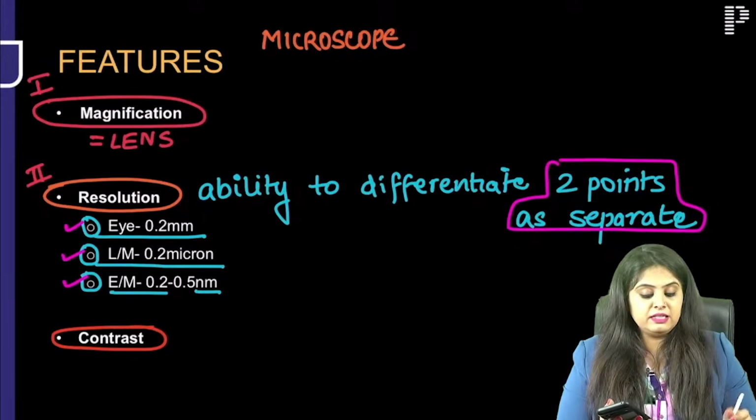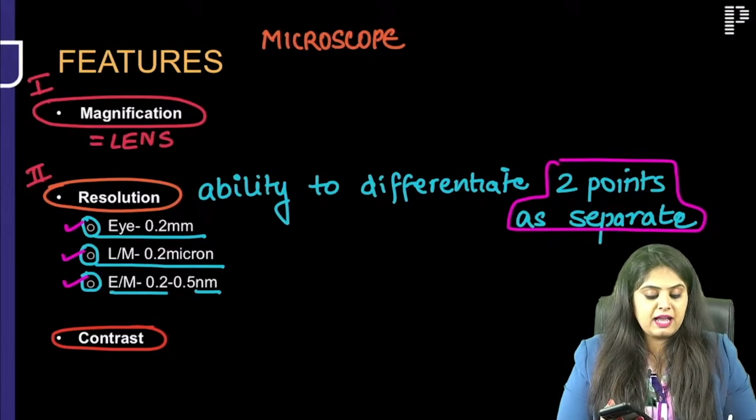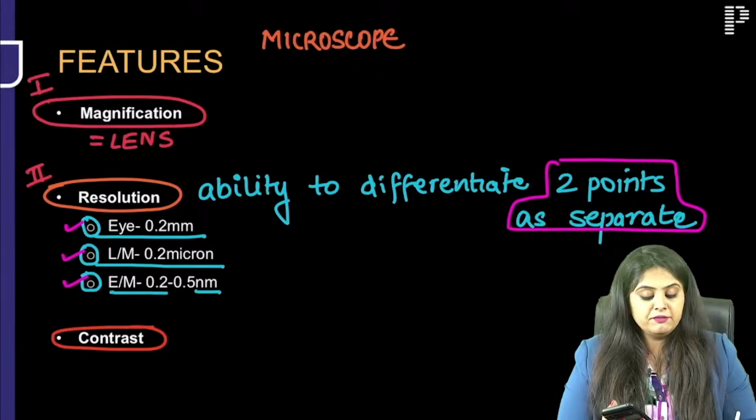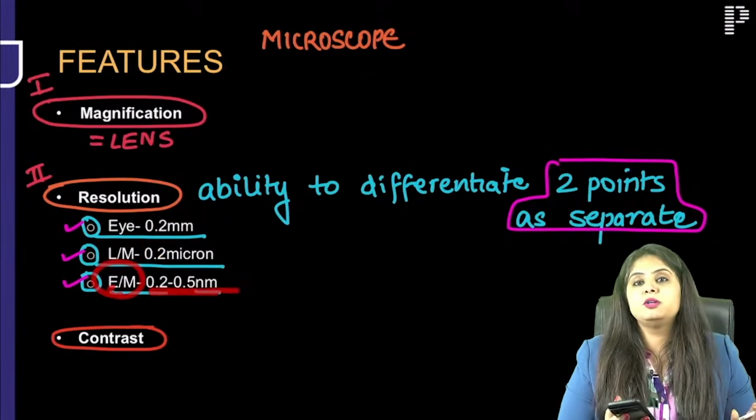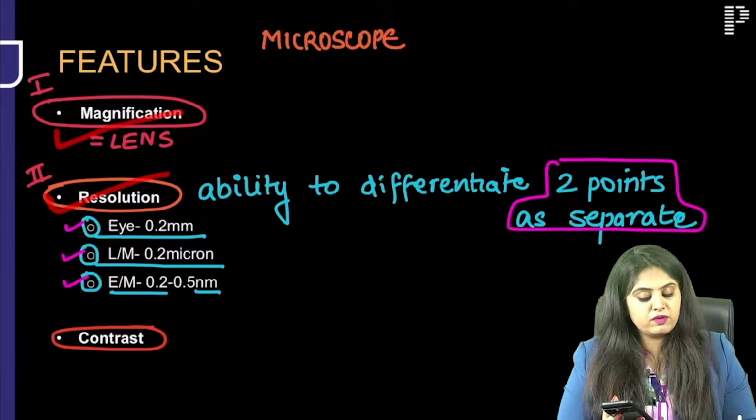So you are seeing that the resolution is going higher and higher and higher. Repeating, I've learnt it best in the form of 0.2, 0.2, 0.2. Only the unit is changing. For the eyes, it is going to be 0.2 mm. For light microscope, it is 0.2 microns. And for electron microscope, it is between 0.2 to 0.5 microns. Resolution samajh aa gaya, magnification you've understood.